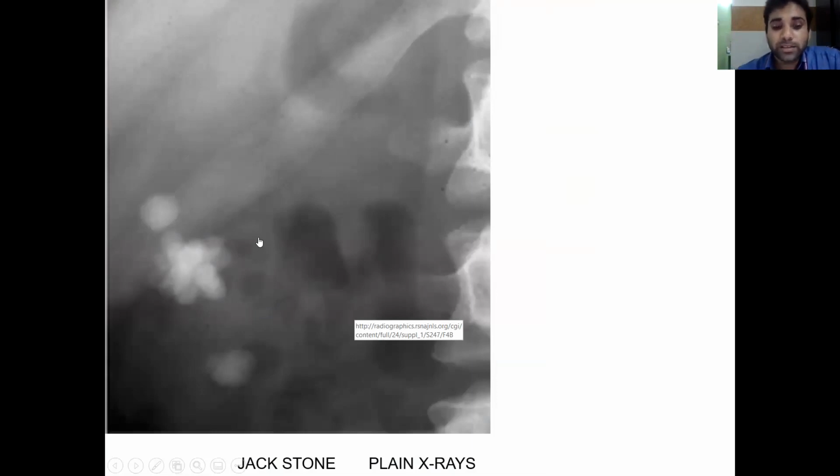The Jackstone calculus is the name assigned to the appearance of a subset of urinary calculi. These calculi have spiculated edges, as you can see, the spiculated edges that resemble the appearance of toy jacks, hence the name. Jackstone calculi are almost always composed of calcium oxalate dihydrate.